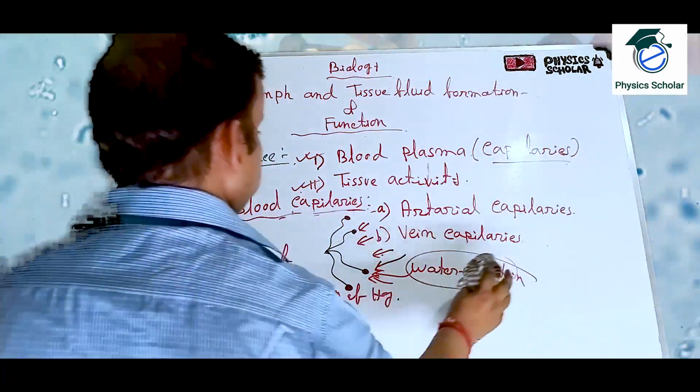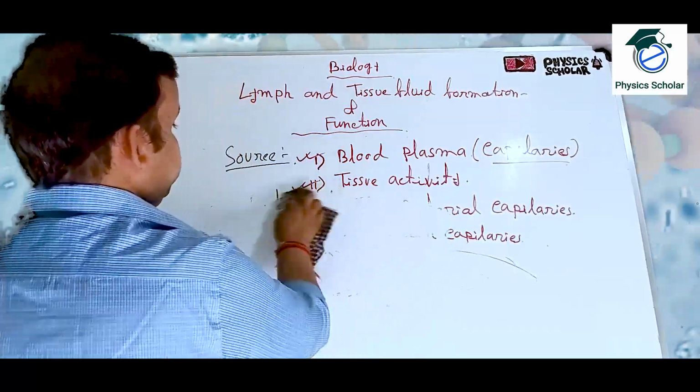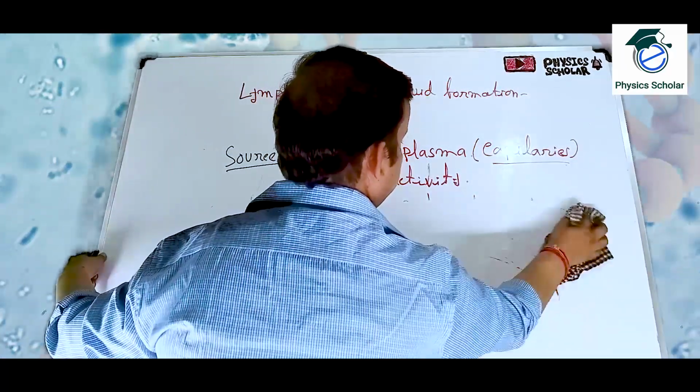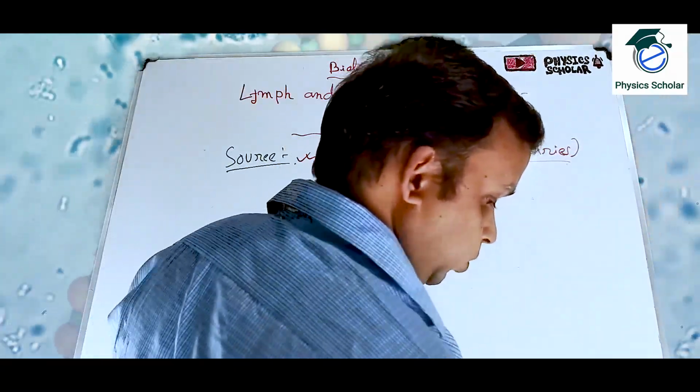Now the second source. Now the second source is what? Tissue activity. So tissue means what? Tissue means the combination of cells, clear? Combination of cells means tissue. So what is tissue activity?